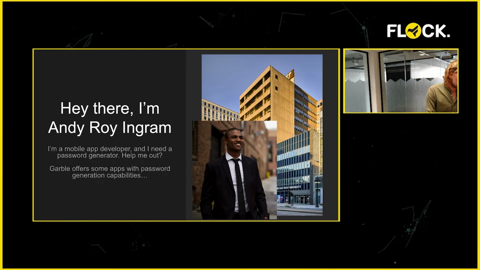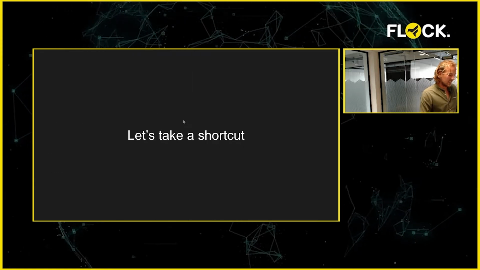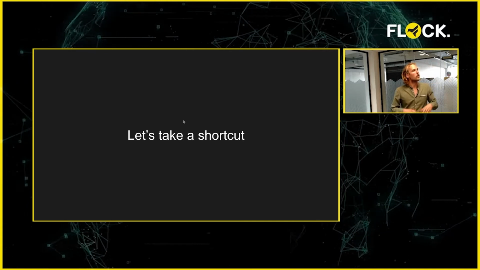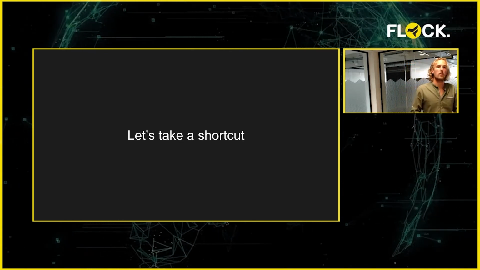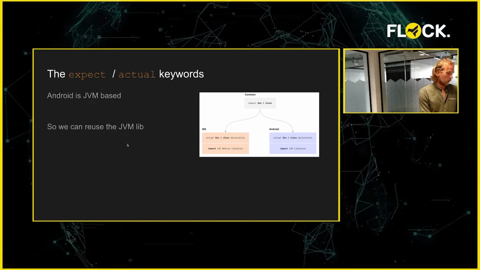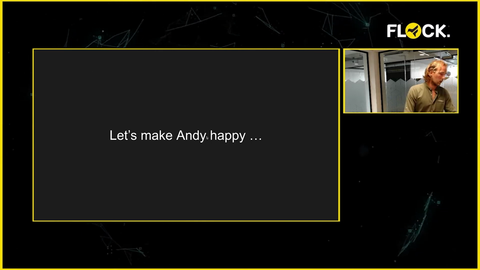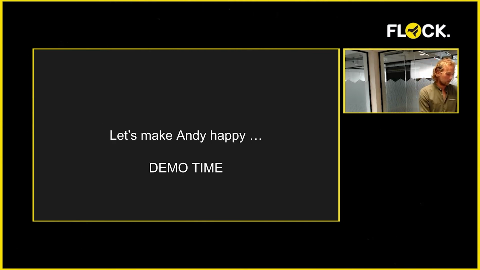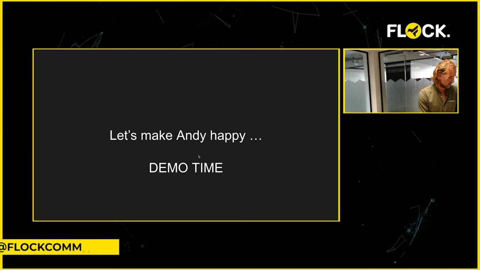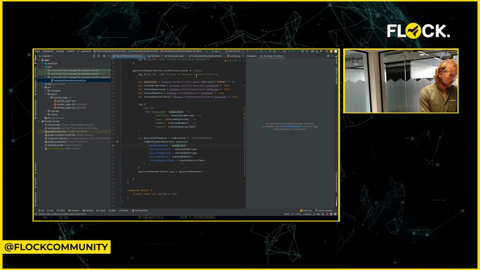And that's actually pretty cool, or easy, because we can take a shortcut. We all know that Android actually runs on JVM. And we already had an implementation for JVM, which is quite awesome, so we can actually reuse the JVM lib that we built. Okay, let's make Andy happy. Yeah, it was called Andy. Let's make him happy and see if we can start up Android Studio.